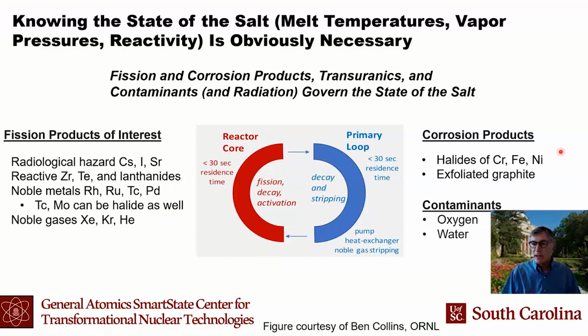Besides fission, you have creation of corrosion products, notably chromium halides, but also possibly iron and nickel. And you can get exfoliated graphite, and there's some thought about perhaps some graphite or carbon-containing phases can form, or at least species can form. And then there's always the problem of oxygen and water contaminants and how do they influence the salt.